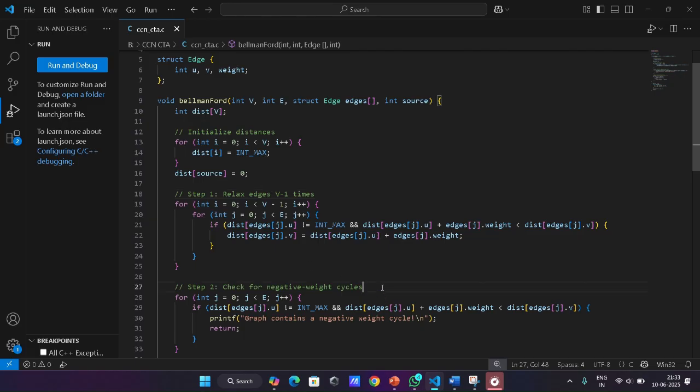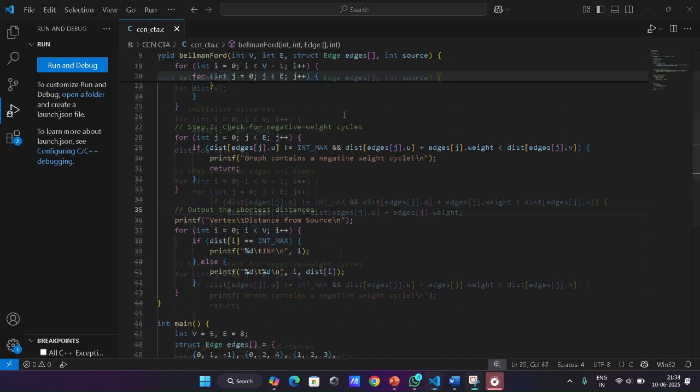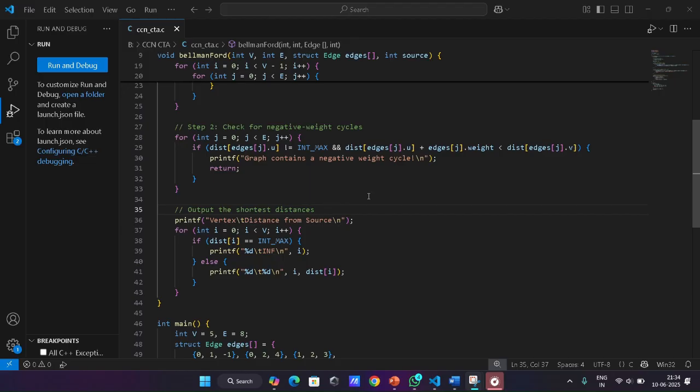Step 2 is to check for negative weight cycles. In this step, we consider it as an extra step to check for negative weight cycles. If we can still relax an edge after V minus 1 iterations, it means there is a negative cycle in the graph. Next, now coming on to printing the shortest distances. If a vertex is still unreachable, it prints infinity. Otherwise, it prints the shortest distance from the source.